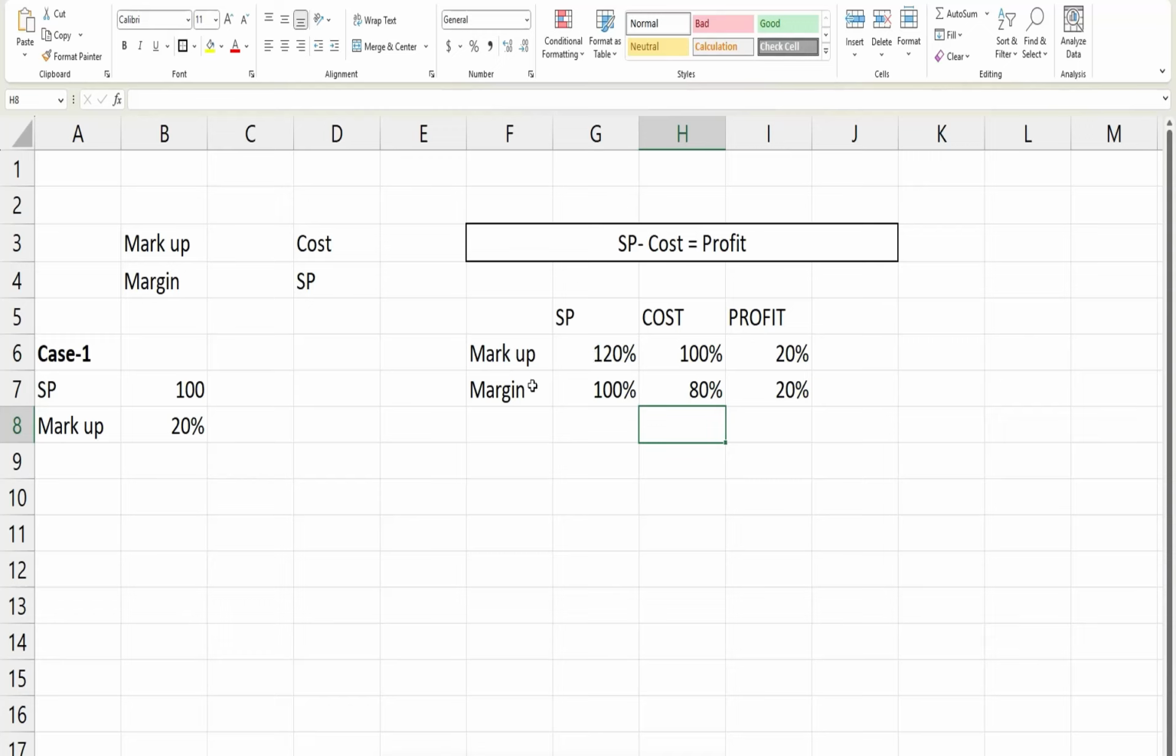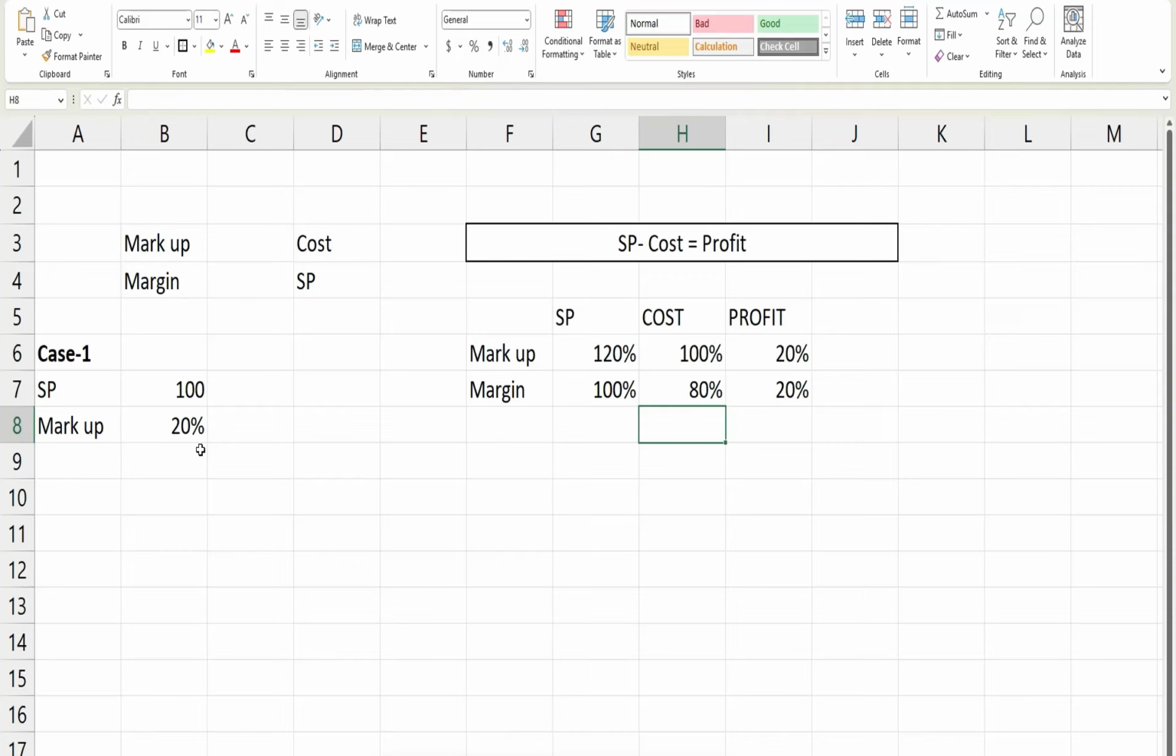This thing you need to understand while performing the calculation. I will repeat one more time, so listen carefully. Our formula to calculate the profit is selling price minus cost. It will give the profit. And if the profit is charged on the cost, it is known as markup. If the profit is charged on the selling price, it is known as margin. Fine. Up to here it is clear.